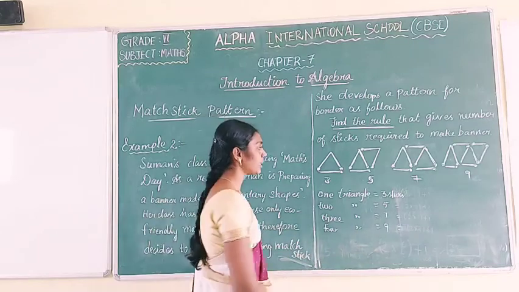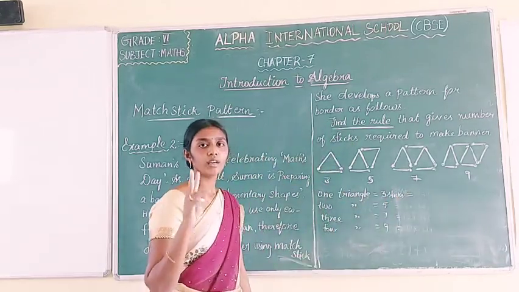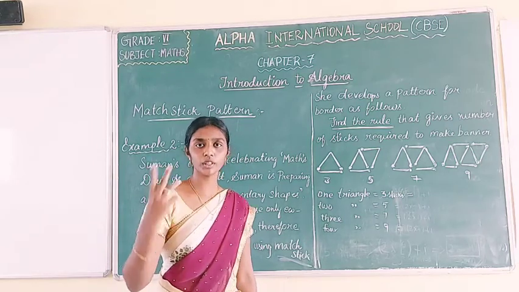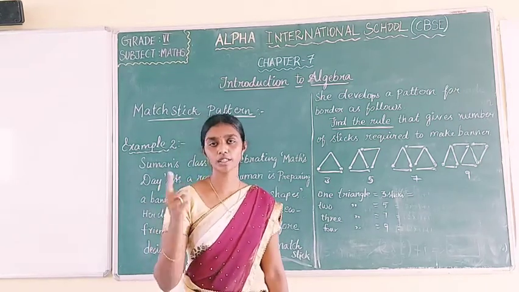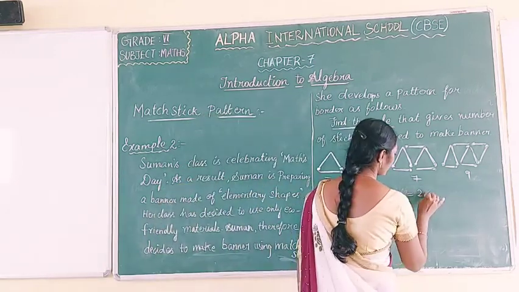For example, see here, they have given 3. How will I get the 3? For example, if I multiply 2 with 1, what will I get? 2 ones are 2, plus 1, I get 3, no? That is one pattern.